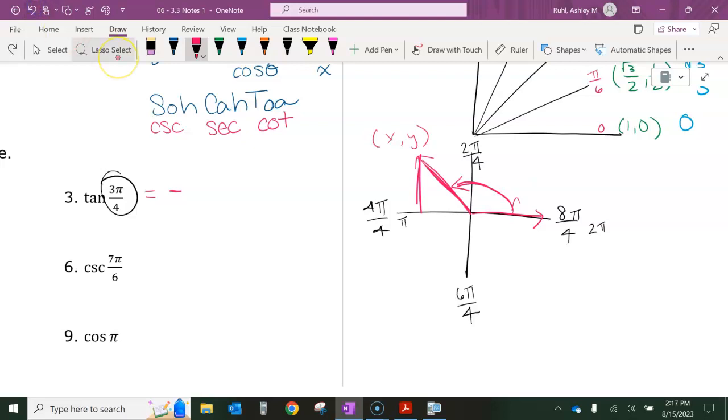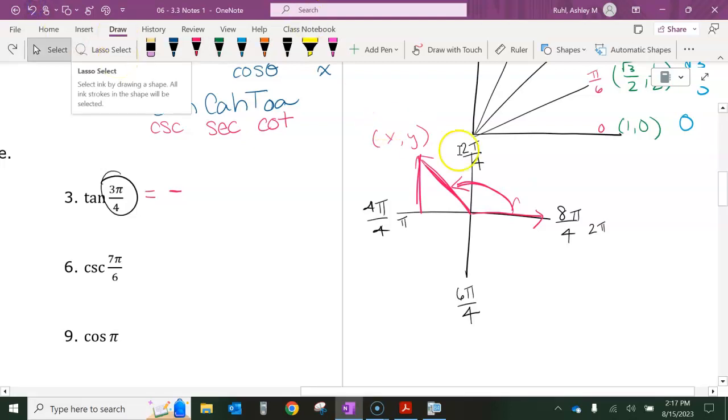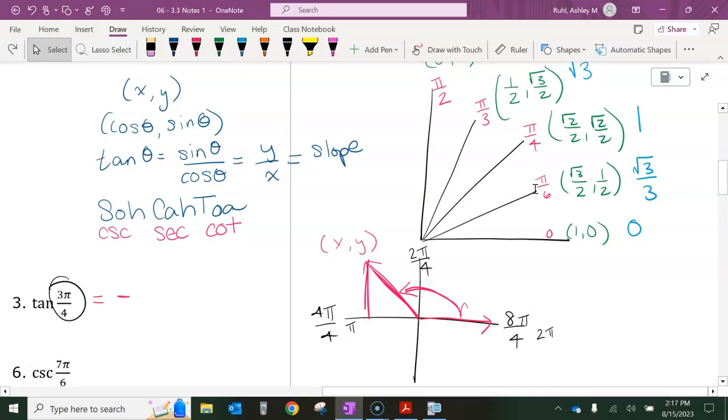Why is this erasing everything? Okay. So really what I have right here is the same exact value as what I would have for pi over 4. It's just negative. So my tangent for pi over 4 is 1. So my tangent for 3 pi over 4 is negative 1.